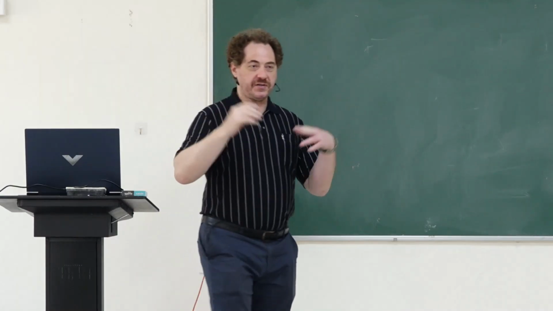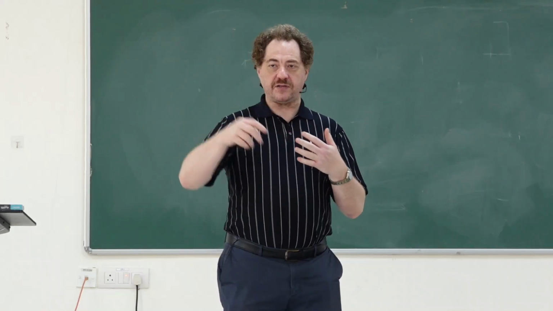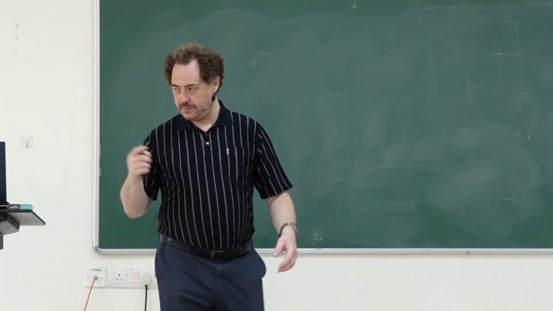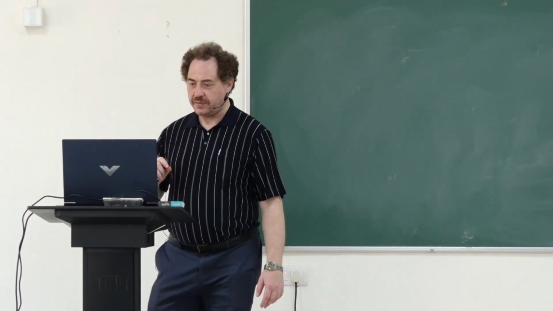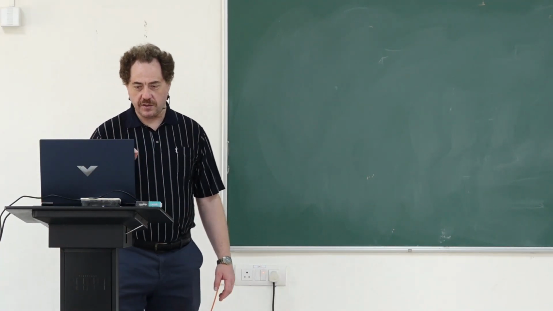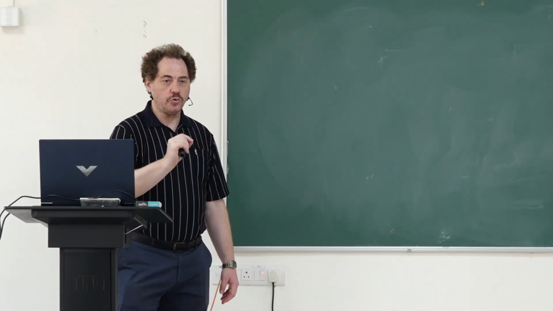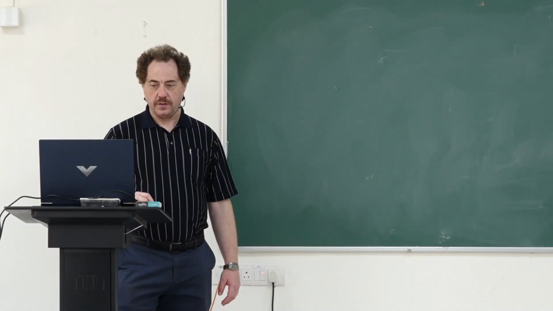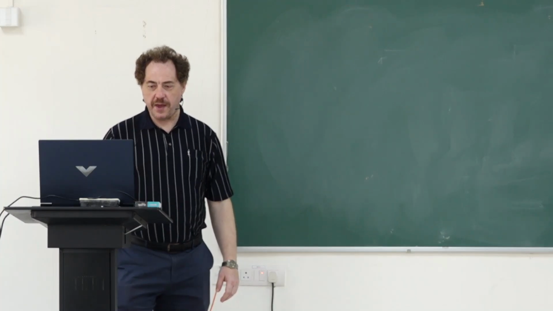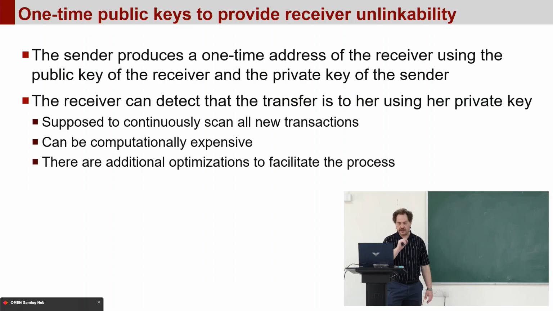And okay, how does the receiver even know that I'm the receiver? How do I know that this is my address and that the transaction is intended for me? In order to achieve that, the receiver can detect that the transfer is to her using her private key. So the receiver is supposed to continually scan all new transactions in the ledger. And then, using the private key, she would be able to detect that this particular transfer is intended for her.